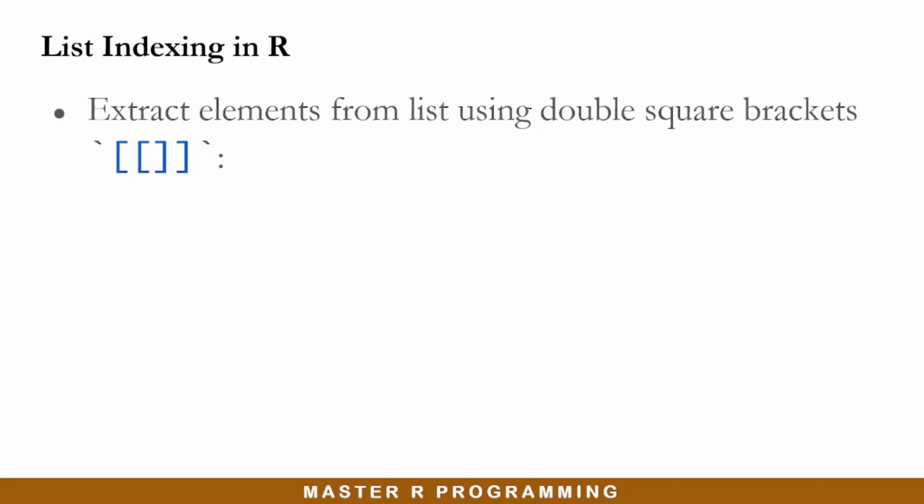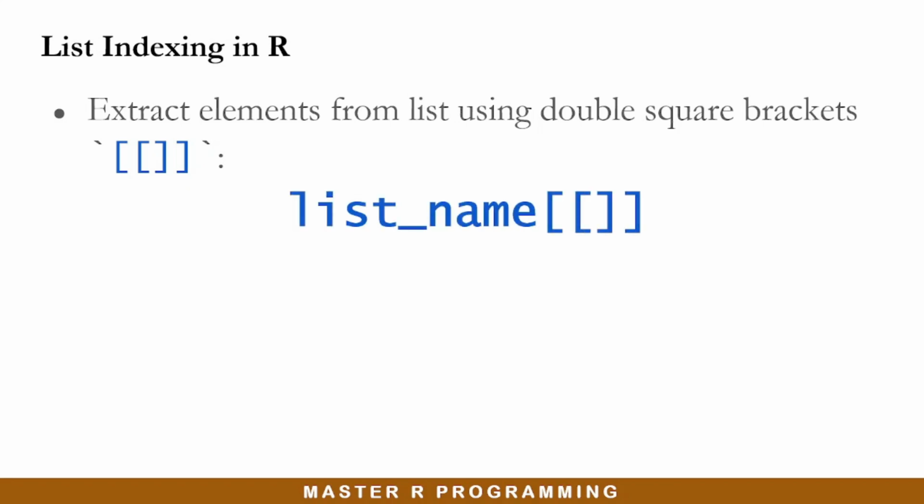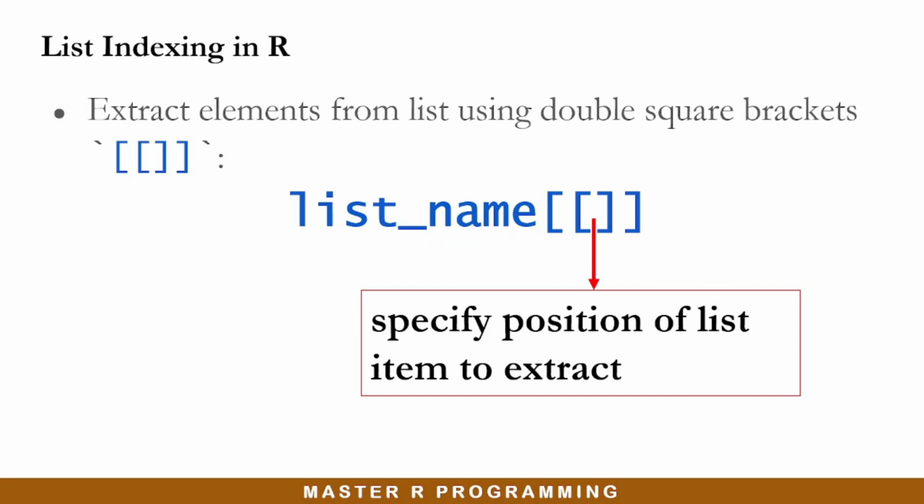You will specify the name of the list object followed by the double square bracket, and then within the double square bracket, you will specify the position of the list item to extract. So if you put in the value 1, then that means you are extracting the first list from that list object. Let's go straight into R and demonstrate this.